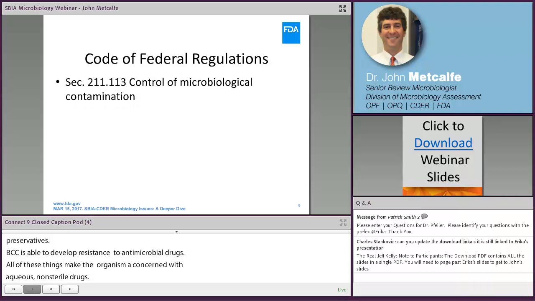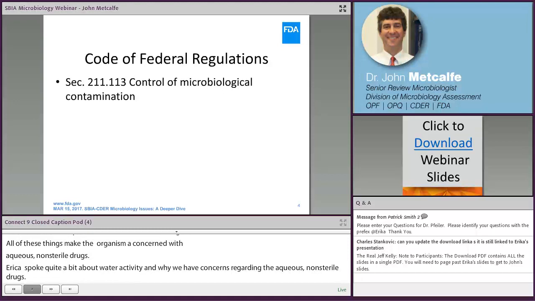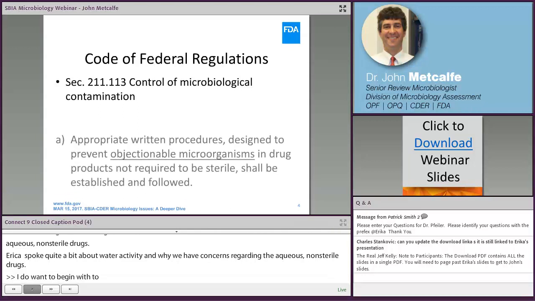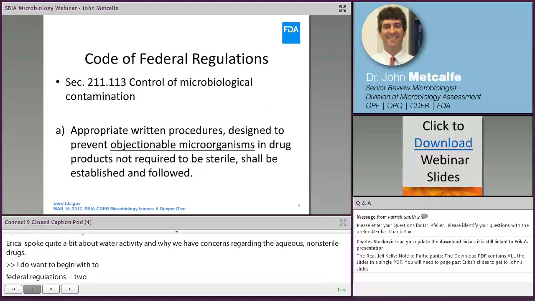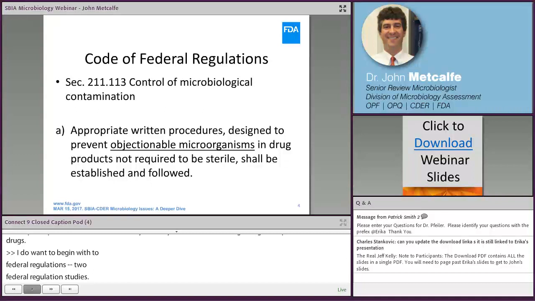I do want to begin with two Code of Federal Regulations citations that have to do with this case study. The first is 211.113, control of microbiological contamination. The CFR here states that appropriate written procedures designed to prevent objectionable microorganisms in drugs not required to be sterile shall be established and followed. What this citation says is that if you're going to make a non-sterile drug, you need to have written procedures to keep objectionable organisms out of it.